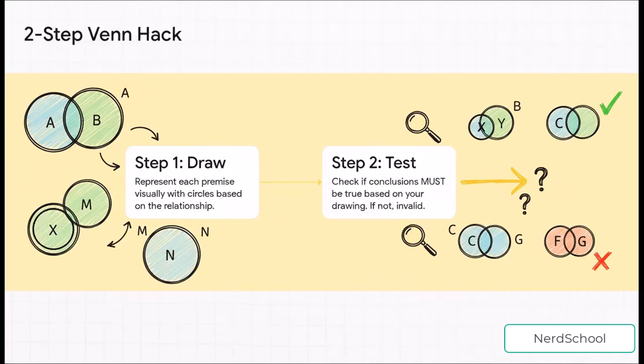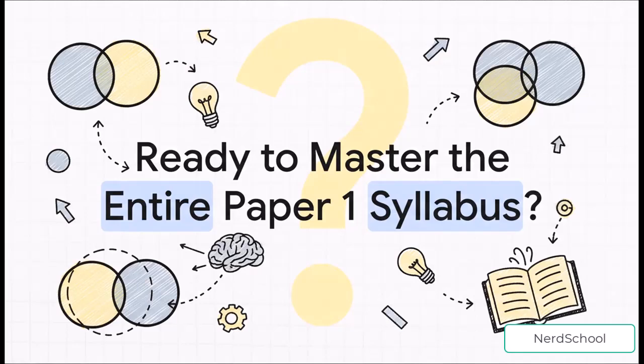Step 2, test the conclusions. Look at your drawing and just ask, does this have to be true based on my picture? Because if the answer is yes, it's valid. But if it's only a maybe or a no, then it's invalid. That's the whole game. Getting this one technique down is going to give you a massive boost in your logical reasoning score.